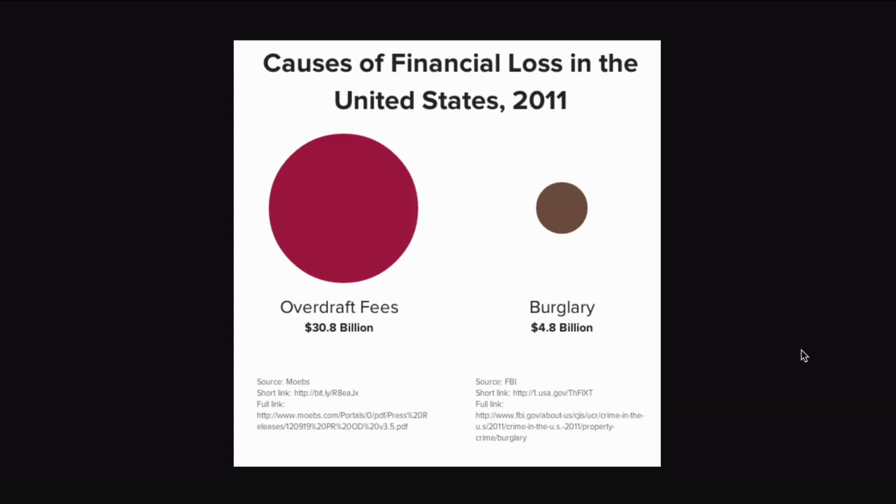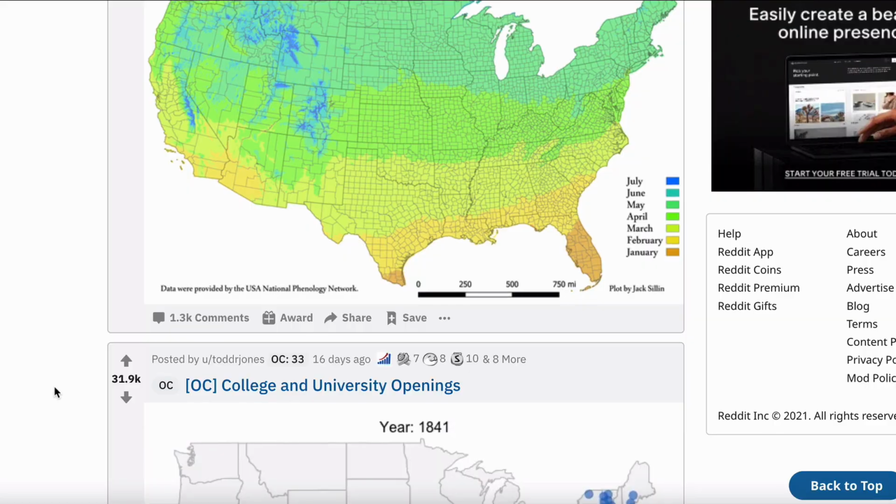Next. Okay, this one is simple but brilliant. The data's from 2011, so it's a bit old. But what it shows is the causes of financial loss in the US. Overdraft fees versus burglary. And if you think about how much effort and money is spent on preventing burglary compared to how much money and effort is spent in reducing overdraft fees, you wouldn't expect overdraft fees to be such a significantly greater cause of financial loss than burglary. Cheers, Breck.